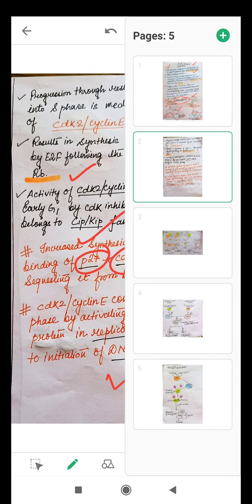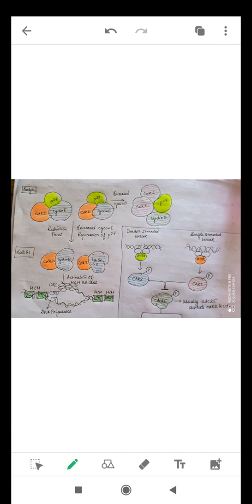So let's see the diagram. From the diagram you can see that CDK2 cyclin E is bound with P27. P27 is the inhibitor, so it has inhibited the whole process. Now, on the other hand, you know that E2F is being activated by phosphorylation of RB.